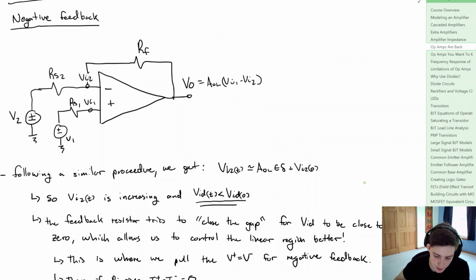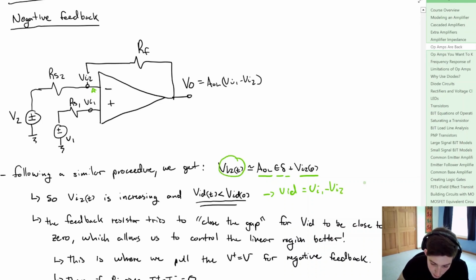Now, if we consider the case where we have negative feedback, and set up the exact same thing, Vi2 is approximately equal to the open loop voltage gain times epsilon times delta plus Vi2 at time equals 0. So as time evolves, Vi2 increases just slightly. But the important thing is that the differential input voltage is equal to Vi1 minus Vi2. So if Vi2 is increasing, it means Vid, the differential input voltage, is going down.